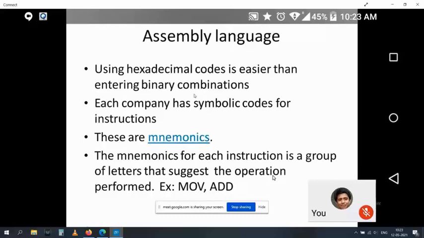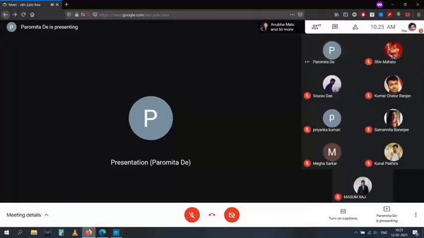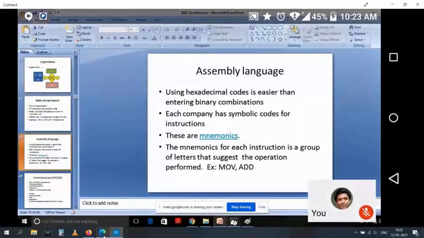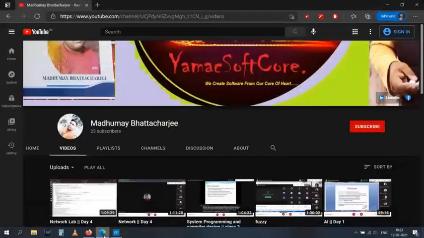So now we will see what this assembly language is. Assembly language is a medium of communication with a computer, in which programs are written in mnemonics. So we have an assembly language.